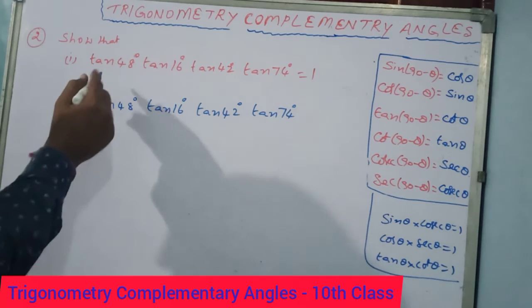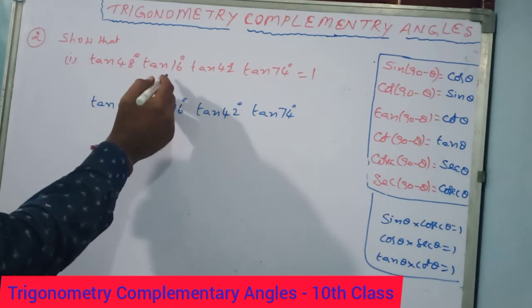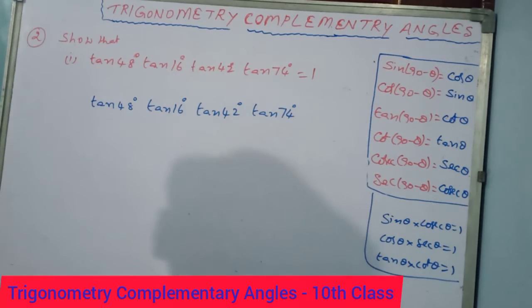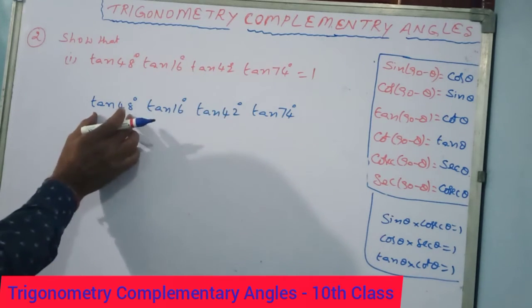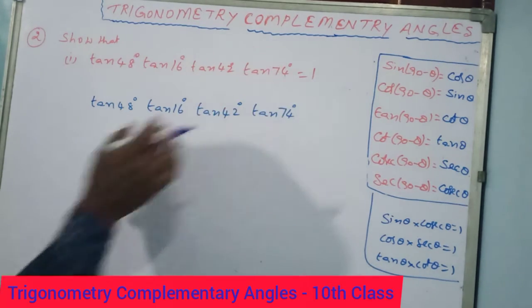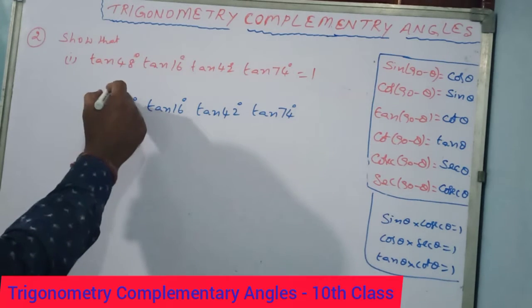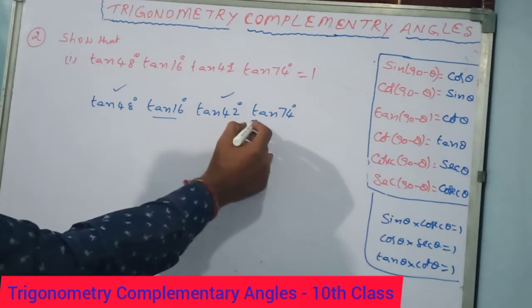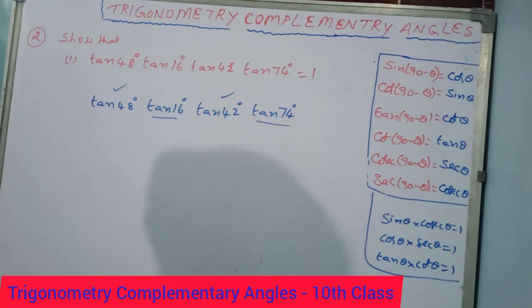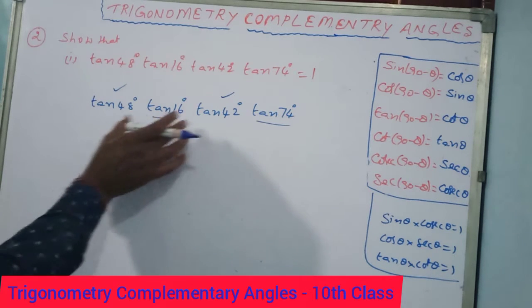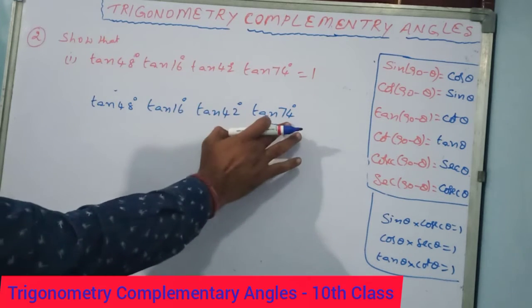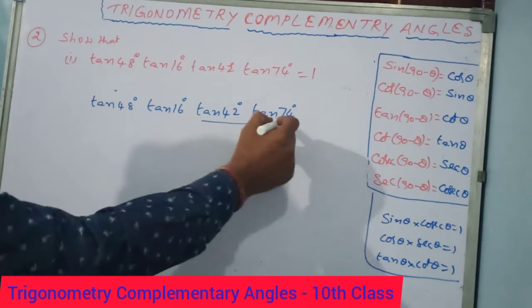Show that tan 48 degrees into tan 16 into tan 42 into tan 74 is equal to 1. So first, the given values are tan 48, tan 16, tan 42, tan 74. 48 and 42, the two angles total 90. And 16 and 74, these two angles total 90. Here we will change the last two terms.